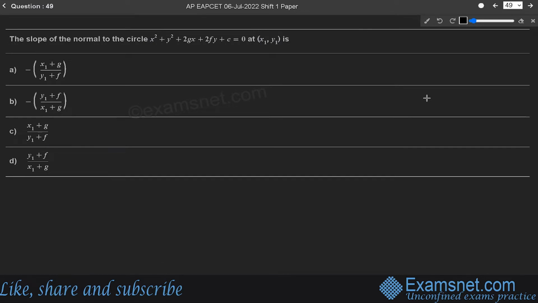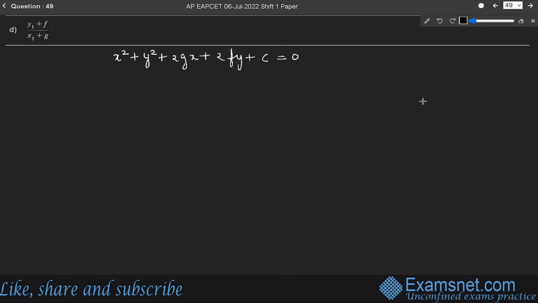Next question is: the slope of the normal to the circle x square plus y square plus 2gx plus 2fy plus c is equal to 0 at point x1 comma y1 is. So consider a circle. Let this be the circle and let this be the center, which is C.